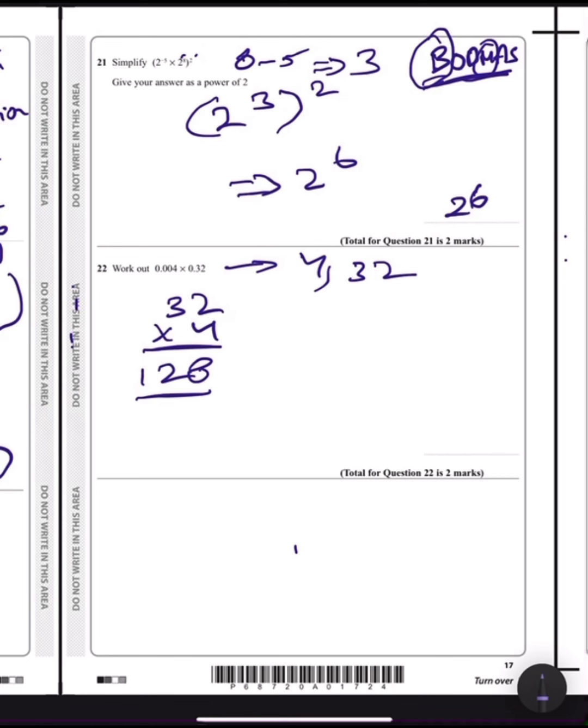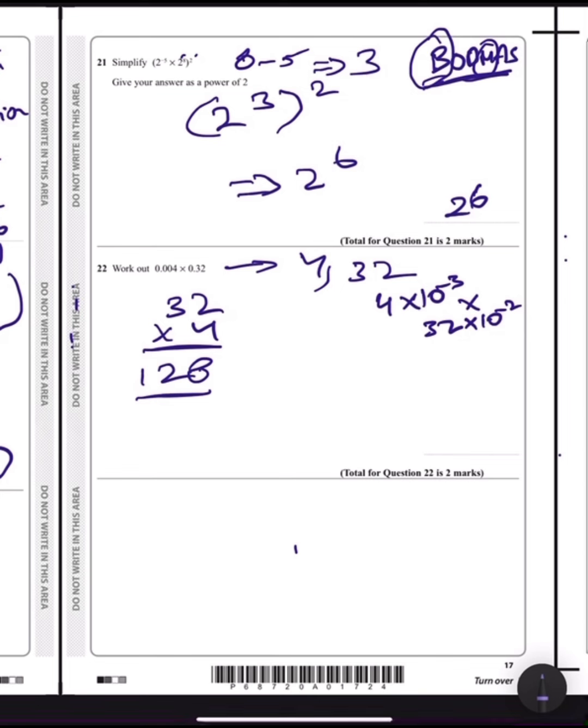Now there are 2 ways to solve this. The first way would be that firstly we count the number of digits after the decimal point. So we know in total, taking 0.32 and 0.004, there are around 5 decimal places. So what we do is we take these 3 numbers and we add 2 more zeros to it, put a decimal, and on the right side we put another 0, which will be our answer, which will be 0.00128.